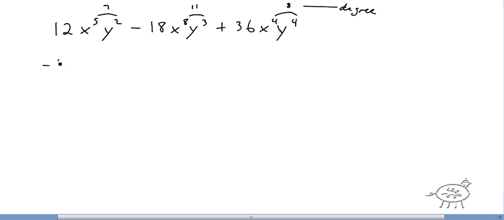Okay, so let's put it in descending order. 11 goes first, so it's negative 18x to the 8th, y to the 3rd. The next one is the 36, so it's plus 36x to the 4th, y to the 4th. And then plus 12x to the 5th, y squared. So that is now in descending order.